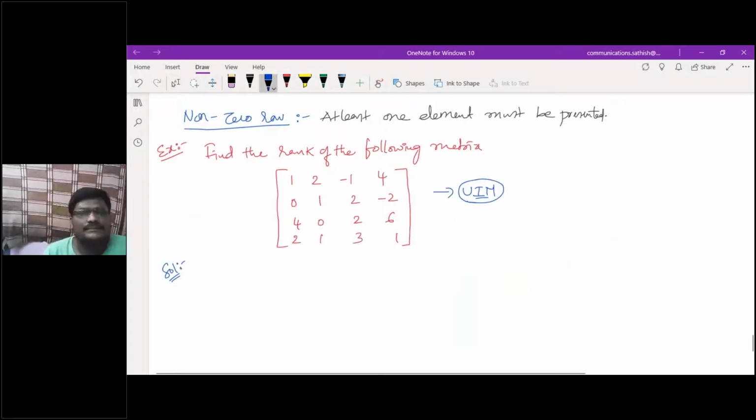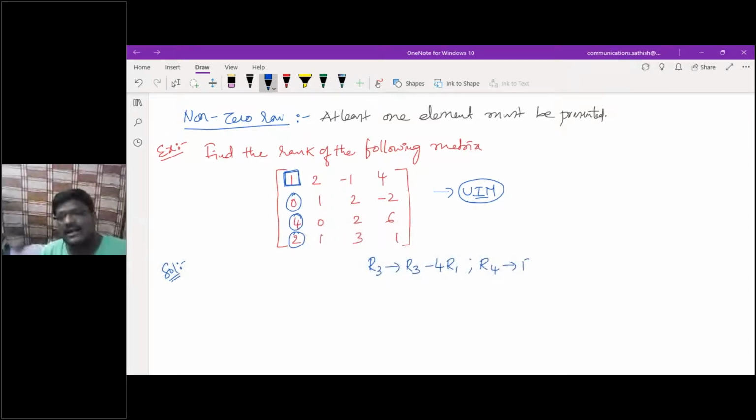By using this one element, I need to make this as 0, this as 0, and this as 0. Already this element is 0, so don't need to bother about it. I need to bother about these two elements. So R3 becomes R3 minus 4 times R1, and similarly R4 becomes R4 minus 2 times R1. Then these two will become 0 or not? Are you able to follow me? Yes, sir.